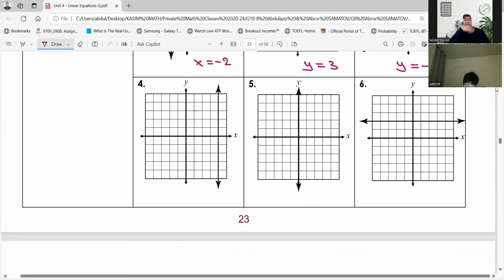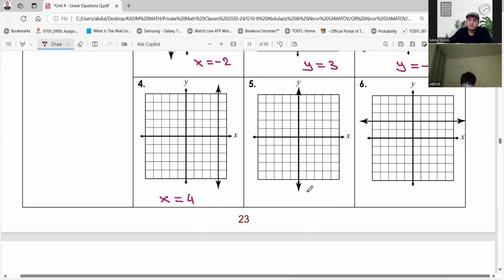X-intercept. So x equals... negative or positive? It's positive. It's to the right, right? 1, 2, 3, 4. It is positive 4. Okay, question 5.